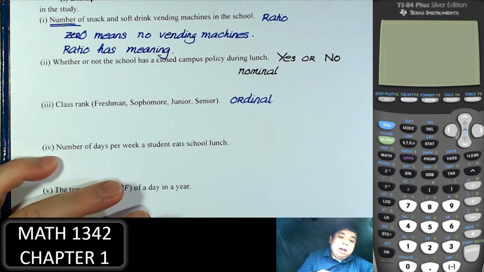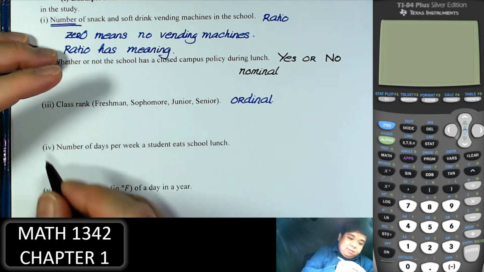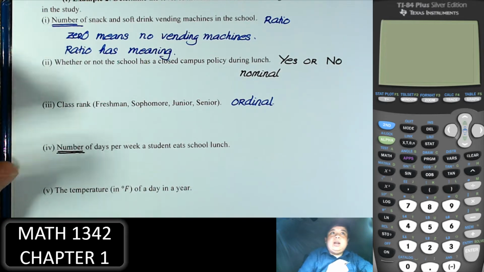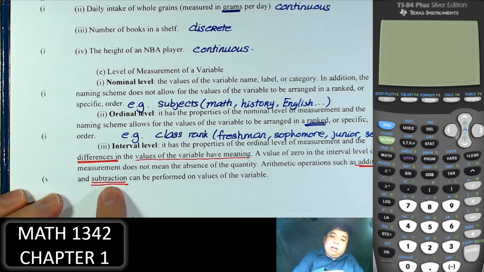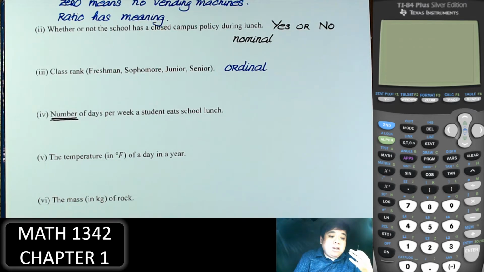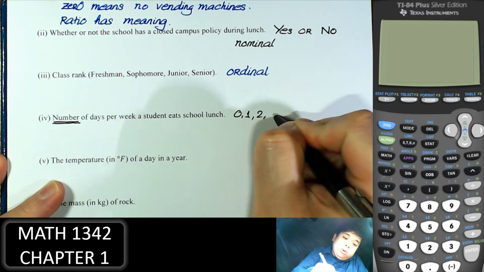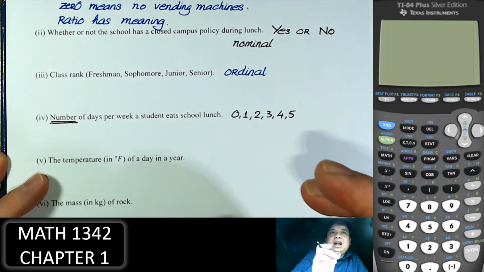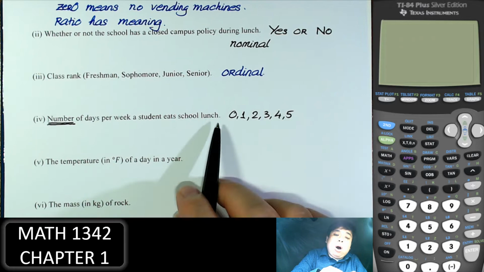Number of days per week a student eats school lunch. So we talk about numbers. It is either ratio or interval. For interval, the value 0 doesn't mean the absence of the quantity. So the question is, if the answer is the number of days per week a student eats school lunch, it could be 0, 1, 2, 3, 4, and 5. Let's say only school days, with Saturday and Sunday considered weekend, not at school. So it can be any of those numbers.